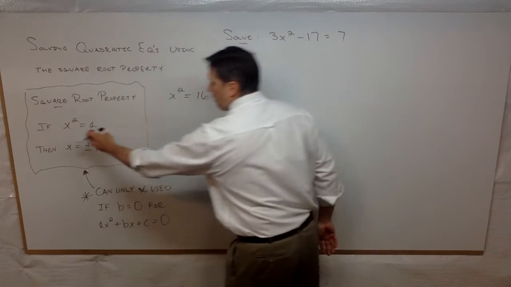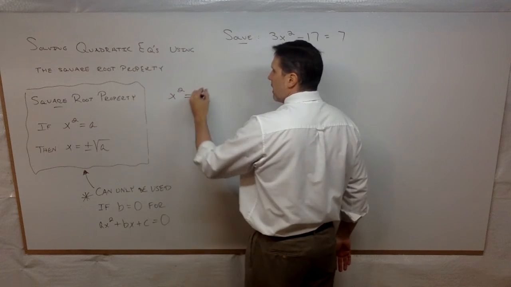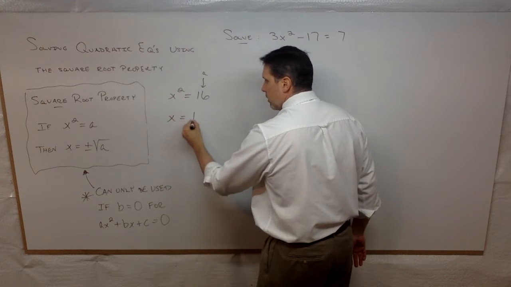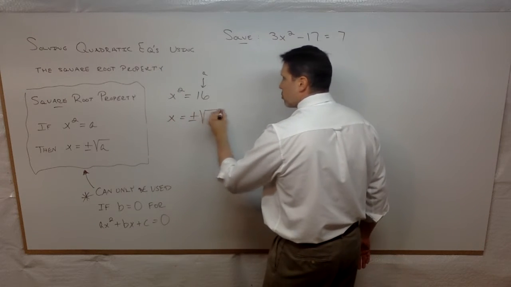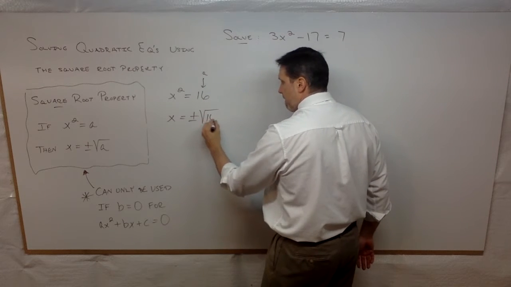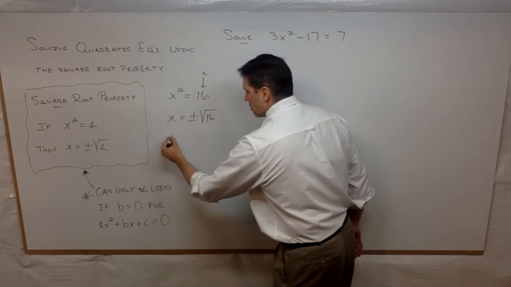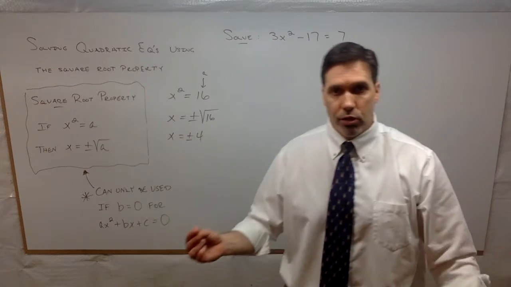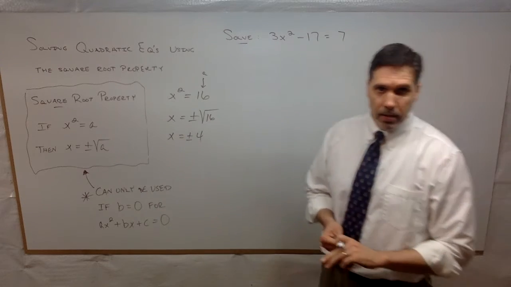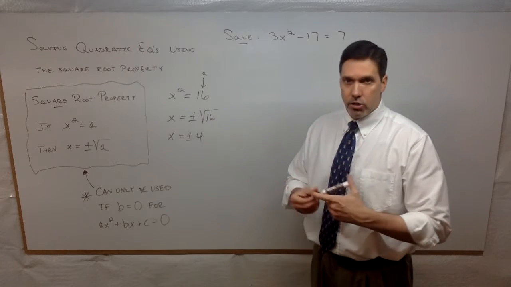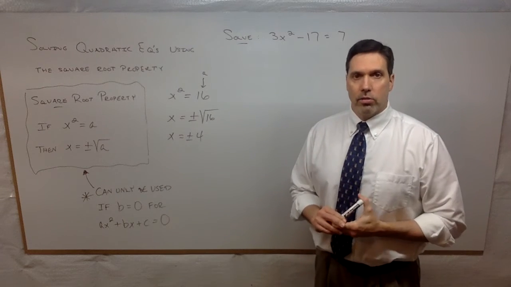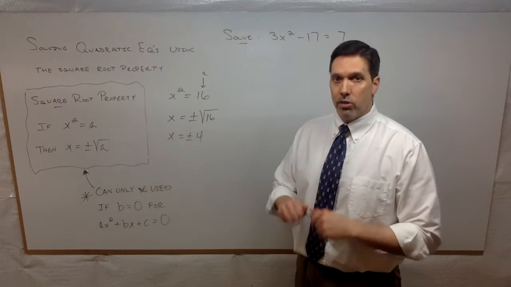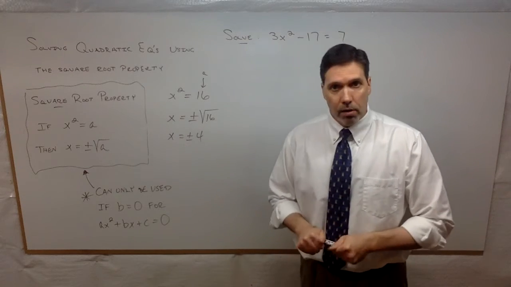Or we could just say, well, we have x squared equals a. Therefore, what does x equal? It equals plus or minus the square root of a. Plus or minus the square root of 16 gives us plus or minus 4, which are the solutions to this quadratic equation. Now, that brings us to the issue. You can't always use this square root property. There are only certain types of quadratic equations that qualify to use the square root property.